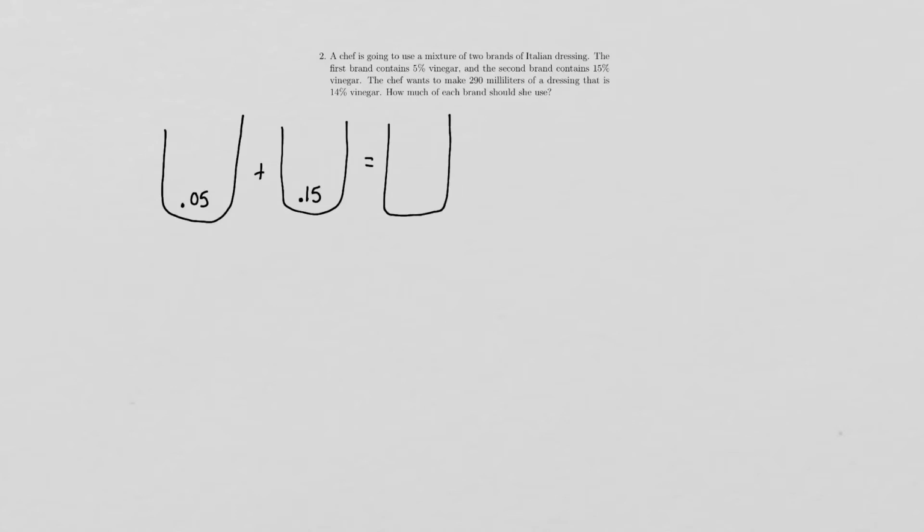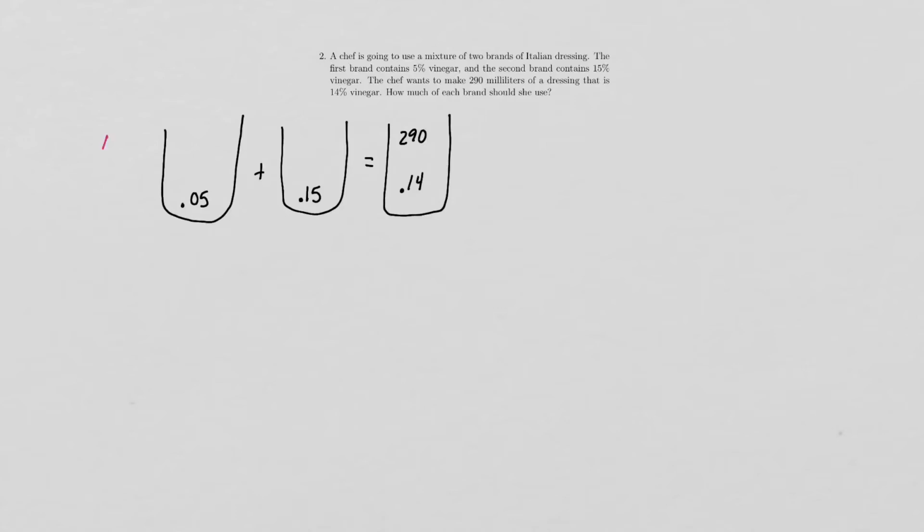So the next one, it's similar, right? It's not chemicals. This time it's vinegar. But it says a chef is going to mix 2 brands of Italian dressing. The first brand, right, is 5% vinegar, so 0.05. Remember, I have to write it as a decimal. The second brand is 15% vinegar, so 0.15. And the chef wants to make 290 milliliters of a 14% vinegar, right?